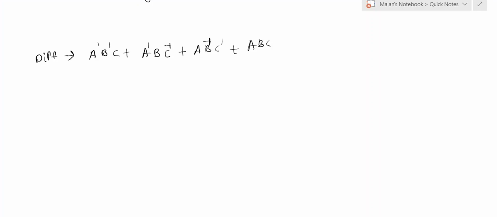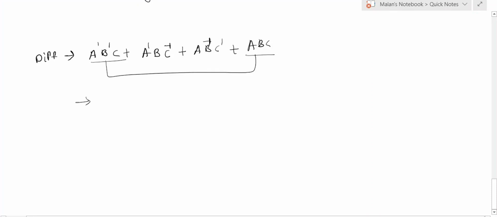Now from the first term and the last term, we'll take a common C outside of the bracket, and internal to the bracket it is A bar B bar plus AB.